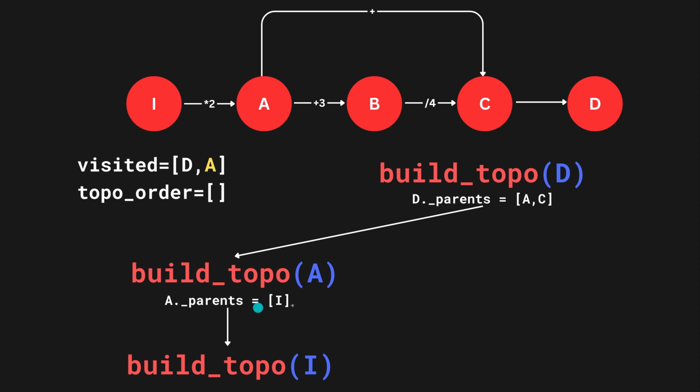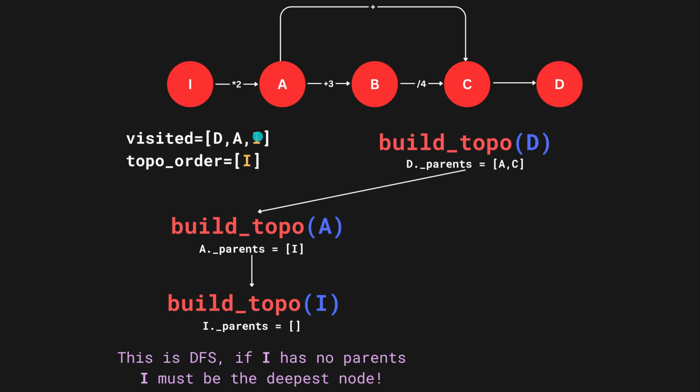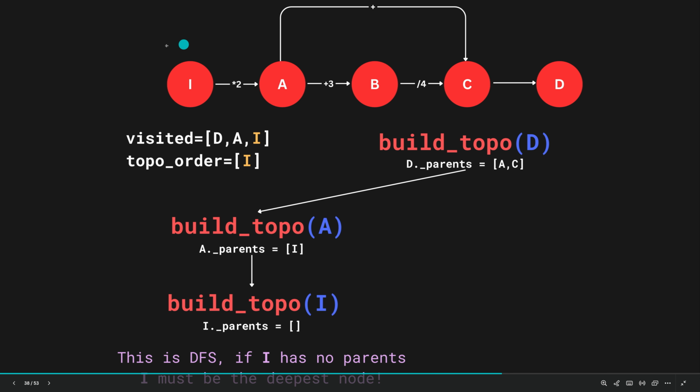Well, we've now visited A, so we added A to our visited. And A has 1 parent, it's I. So that means we can now call build topo on I, recursively. We just keep going. Once we do that, I is the deepest part of our graph. Remember, this is a depth first search. If we reach something that has no more nodes behind it, then we are done. Then I must be the deepest node because we've gone as deep as we could. Because I has no parents, we've reached the deepest part.